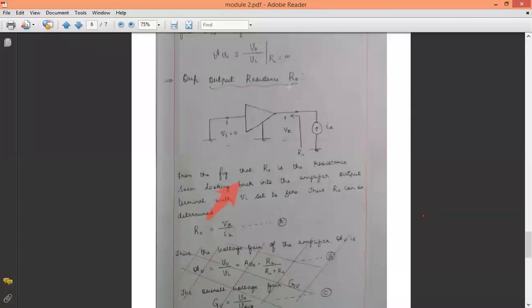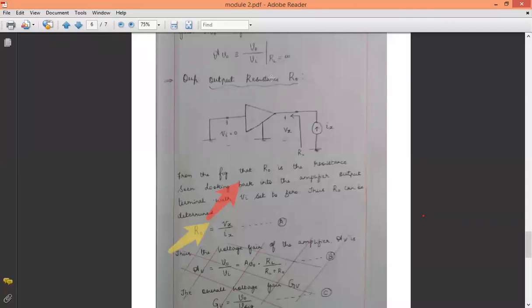The next parameter is known as output resistance R0. Which is the third parameter? Output resistance R0. Which is the third parameter? Someone answer. Output resistance.